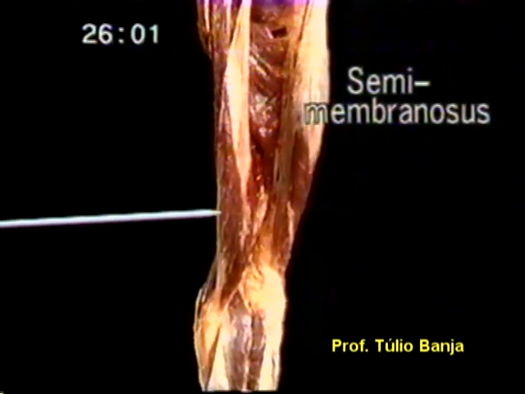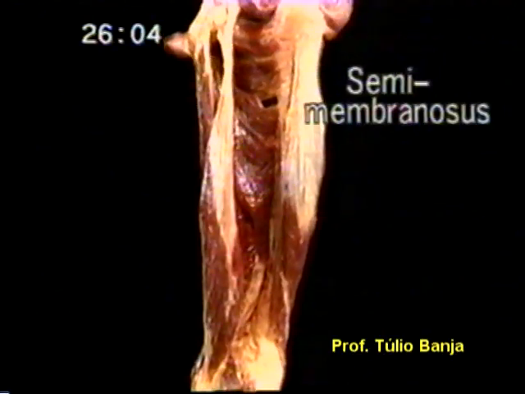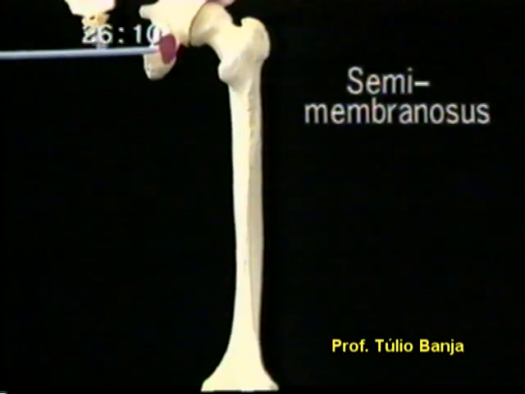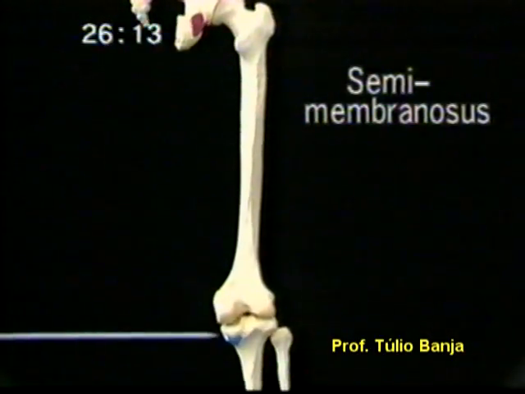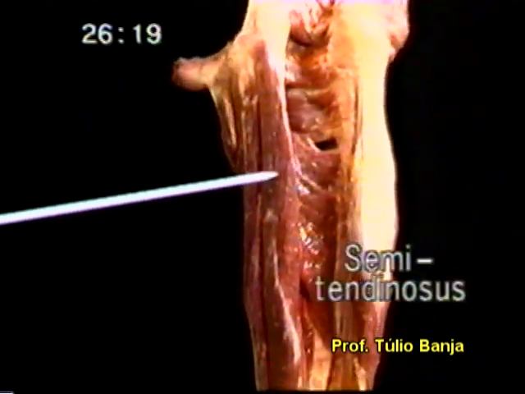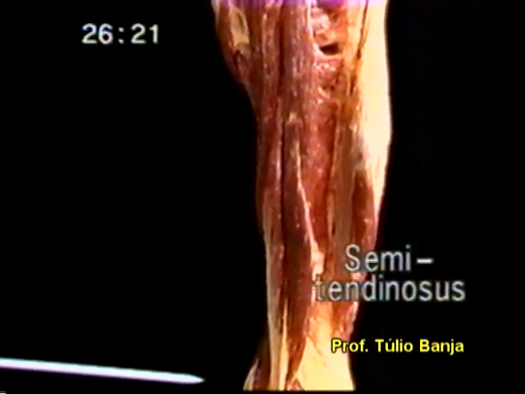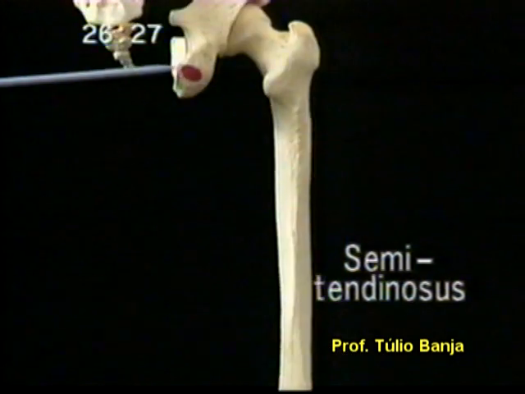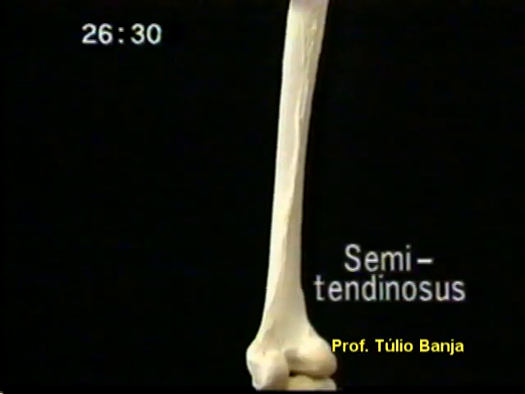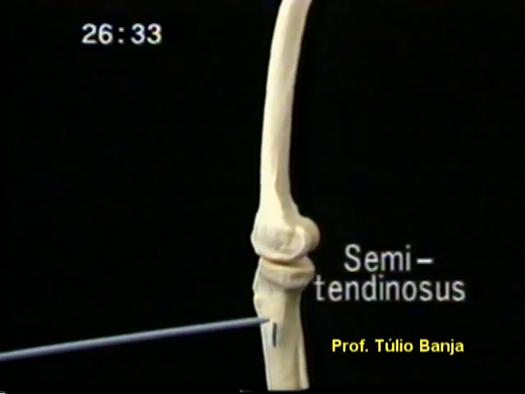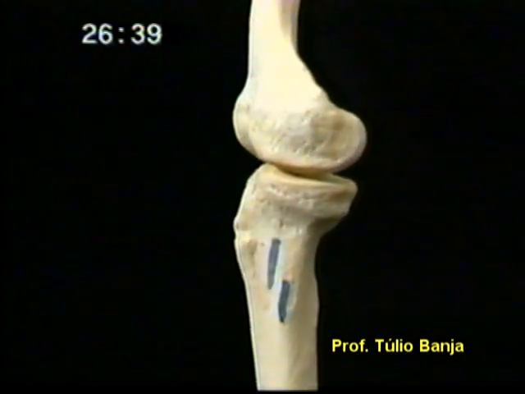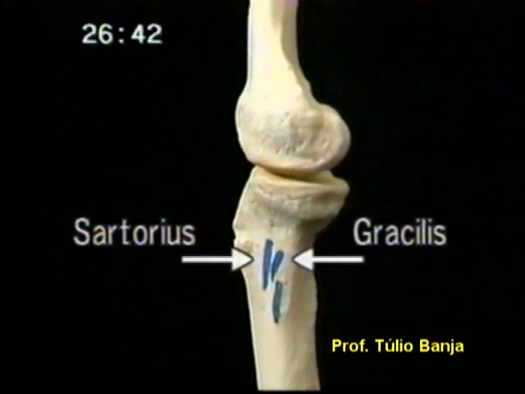Here's semimembranosus by itself. It has a long, flat, membrane-like tendon of origin, which arises from here on the ischial tuberosity. It's inserted here on the back of the tibia. Here's semitendinosus, lying behind semimembranosus. It has a long cord-like tendon of insertion. It arises from here, next to semimembranosus. It inserts down here on the medial aspect of the tibia, close to 2 other muscles that we've seen already, sartorius and gracilis.